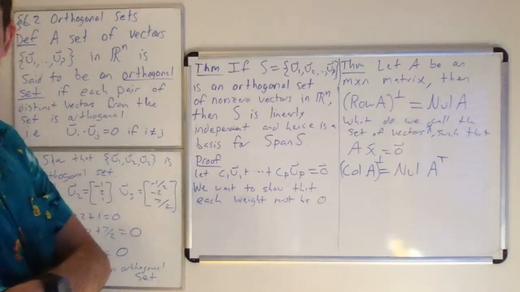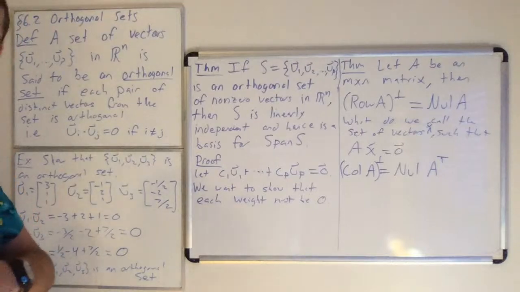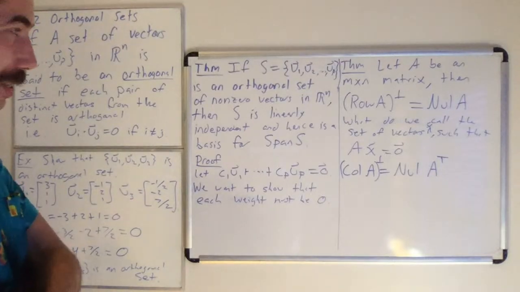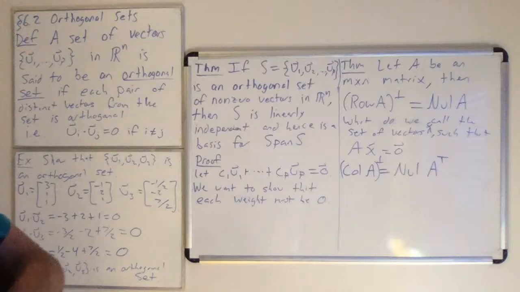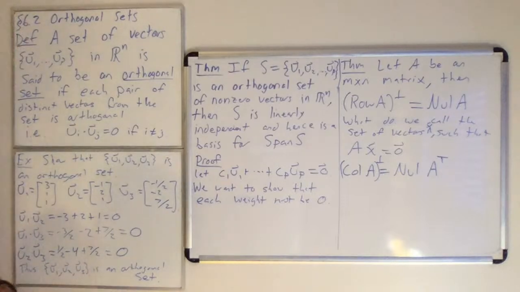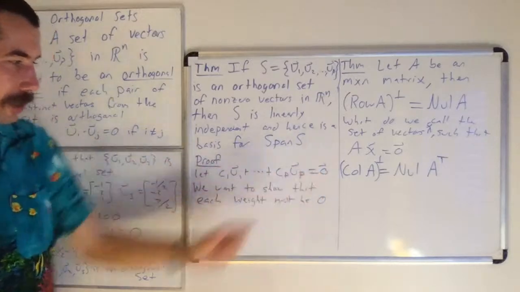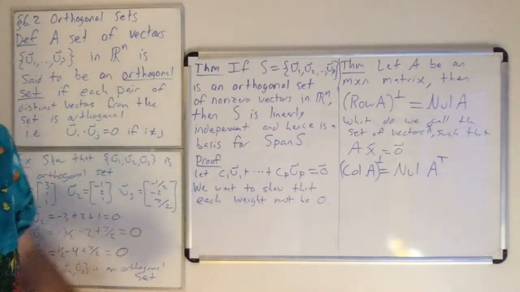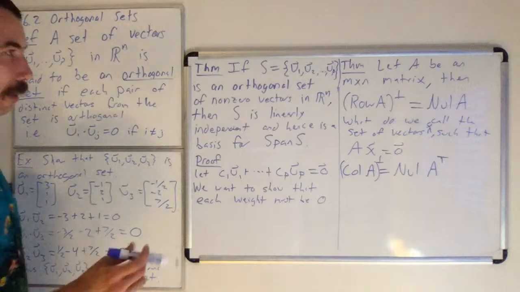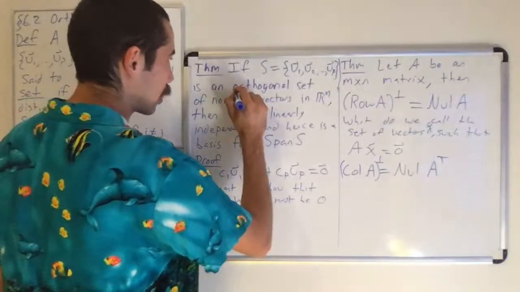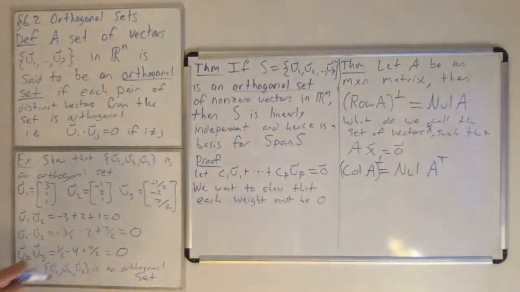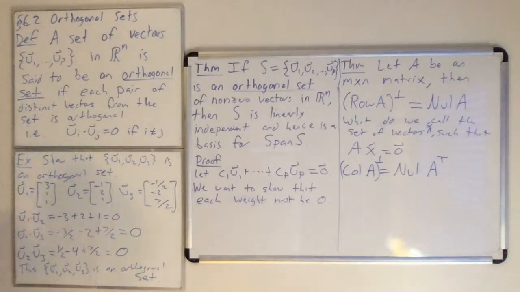And if you're unsure, just putting question marks or some sort of way to let me know you're paying attention in the chat would be great. So yeah, we have this linear combination adding up to 0. We want to show all the weights are 0. And what are we dealing with? We have an orthogonal set. So that's likely going to play a part in this proof.